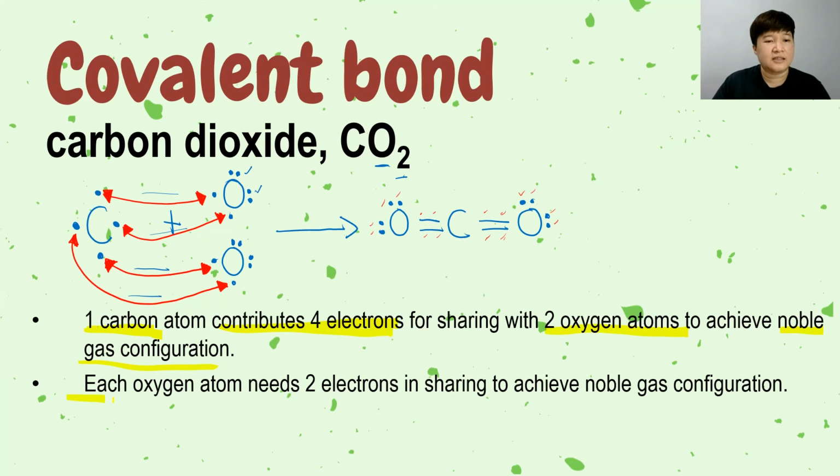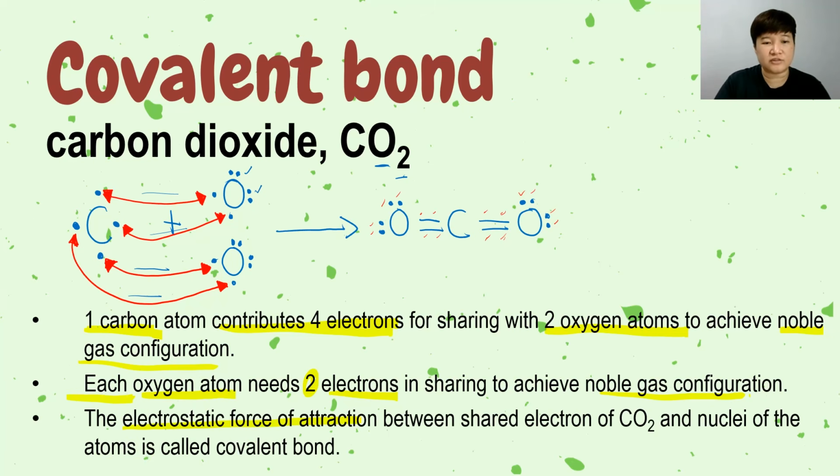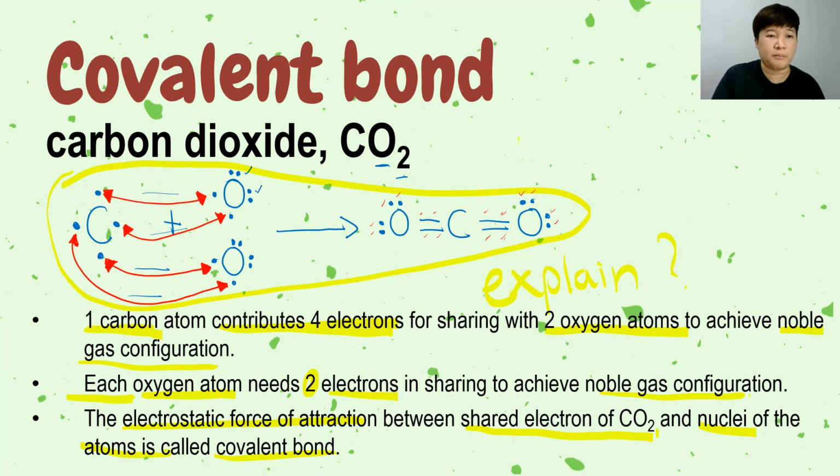And then you have oxygen. You have 2 oxygen atoms, and every oxygen atom needs 2 electrons in sharing to achieve noble gas configuration. Last but not least, what attractive force is being formed? The electrostatic force of attraction between the shared electrons of carbon dioxide and the nuclei of the atoms is what we call a covalent bond. So that is how we write the explanation if the question asks for it. Bear that in mind, everything that you have on top is what we call formation. When the question says show the formation, then that is what we are going to answer.